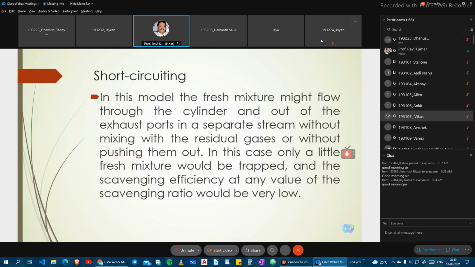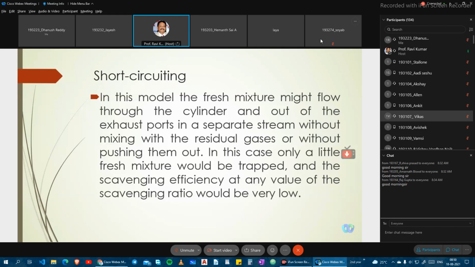Then we have short circuiting. In this model, the fresh mixture might flow through the cylinder and out of the exhaust ports in a separate stream without mixing with the residual gases or without pushing them out. In this case, only a little fresh mixture would be trapped, and the scavenging efficiency at any value of the scavenging ratio would be very low.